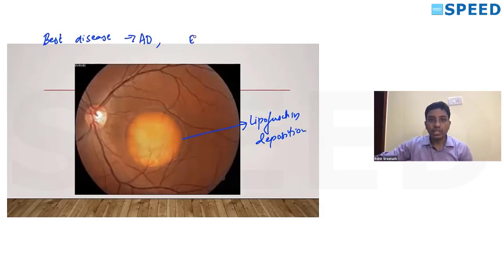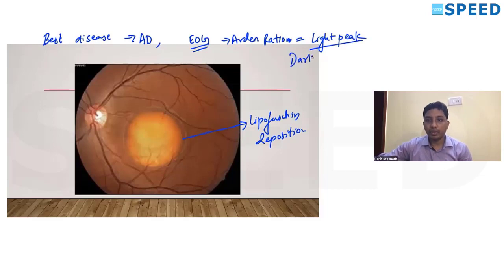The electrooculogram is diagnostic of Best disease. If we take the Arden's ratio, what is Arden's ratio? Arden's ratio is the ratio of the light peak to the dark trough. The normal Arden's ratio is more than 1.8. If it is less than 1.5, it is diagnostic of Best disease.